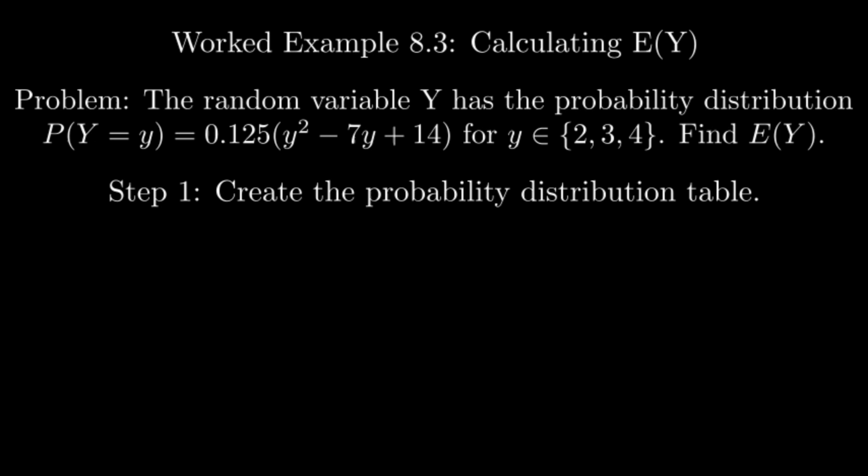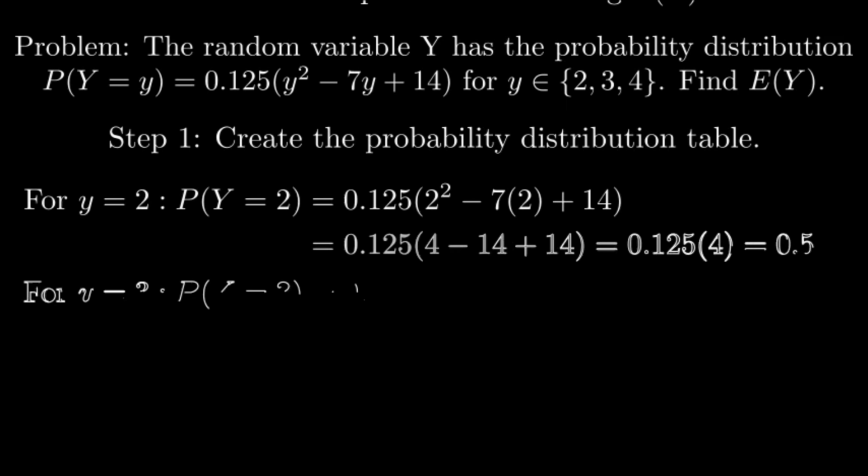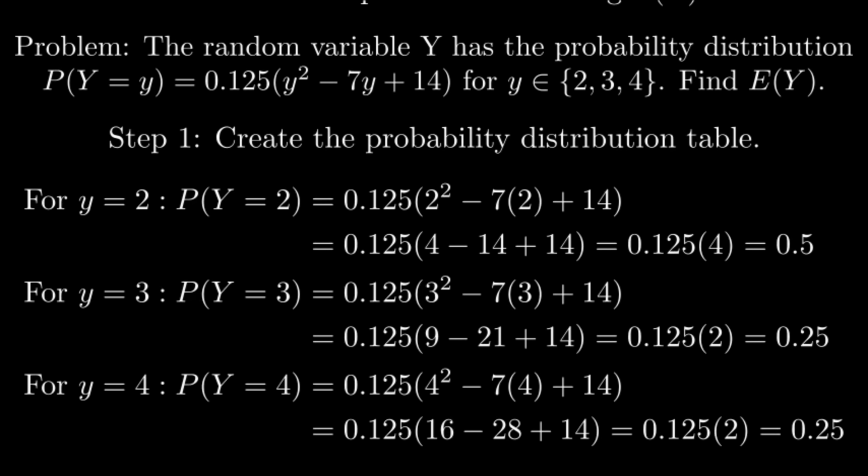So let's evaluate the formula for y equals 2, y equals 3, and y equals 4. When y is 2, we plug it in. 2 squared is 4, minus 7 times 2 is 14, plus 14. That's 4. So we have 0.125 times 4, which is 0.5.